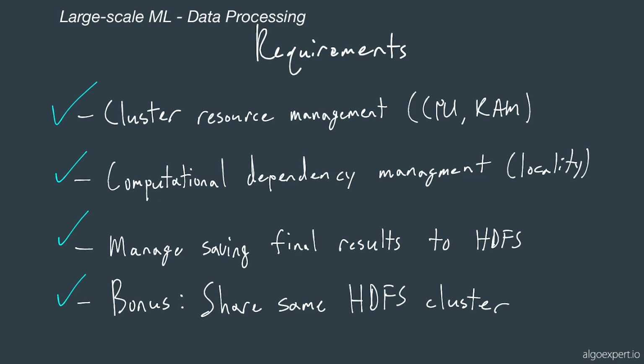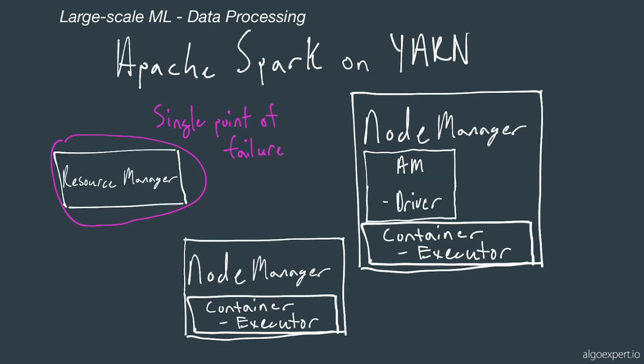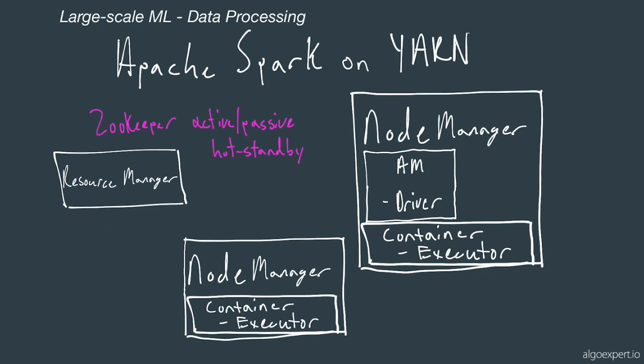Now, as always, we have to think in terms of high availability and fault tolerance. So the single point of failure for this combination here is the resource manager. So as we talked about earlier, you'll likely want some Zookeeper instance running, which will keep track of an active and a passive resource manager, and the passive resource manager can be set into a hot standby mode. All right, let's go ahead and see an example of Apache Spark on Yarn on HDFS.